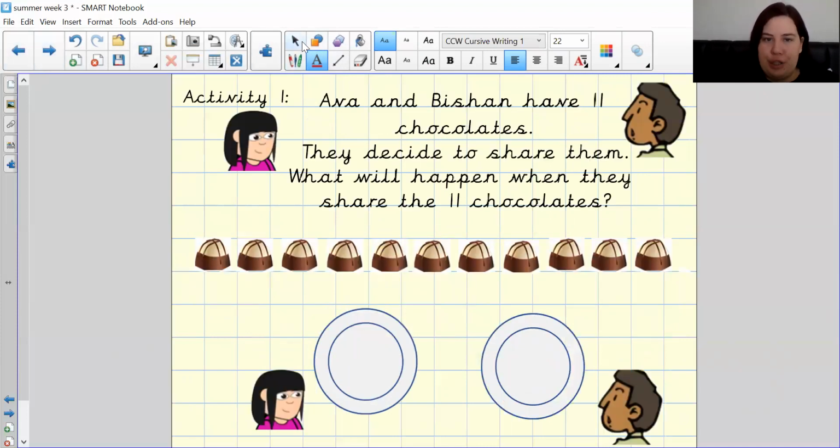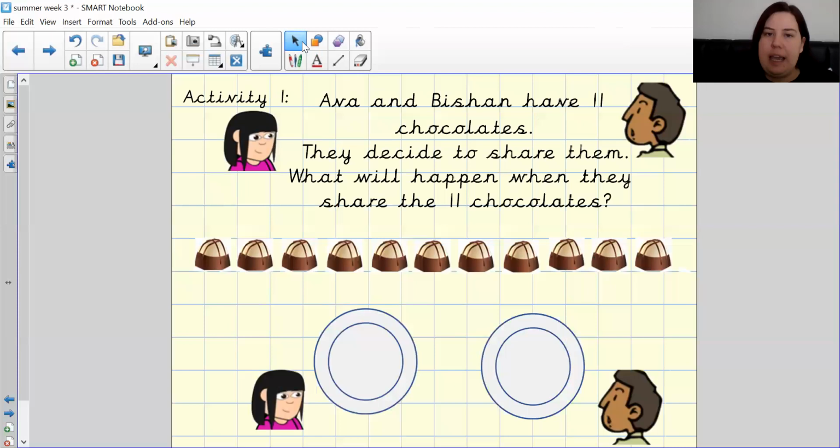So now it is your turn to try and solve this activity. So Ava and Bishan have 11 chocolates. They decide to share them. What will happen when they share the 11 chocolates? So using your objects at home, please share out the chocolates now and stop the video.